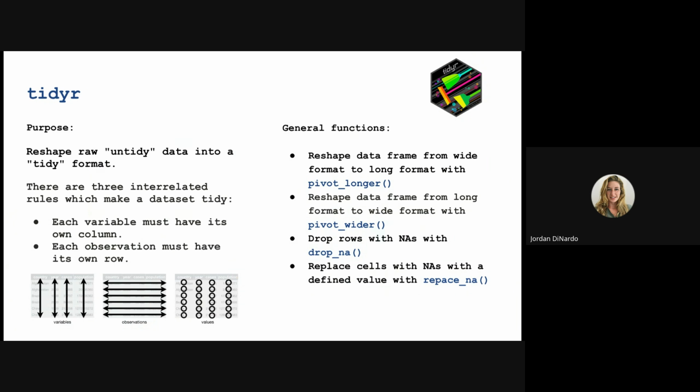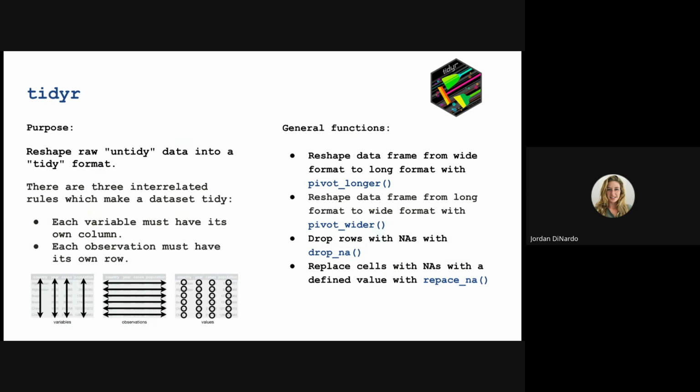Okay, so to the right here, we have the general functions. Pivot longer and pivot wider are, I think, what I use the most when it comes to the tidyr package. Pivot longer allows you to reshape data frames from wide format to long format. And what I've noticed is data sets that come from the field, from surveys that are done in the field, are usually formatted in wide format because that's what we as humans think.